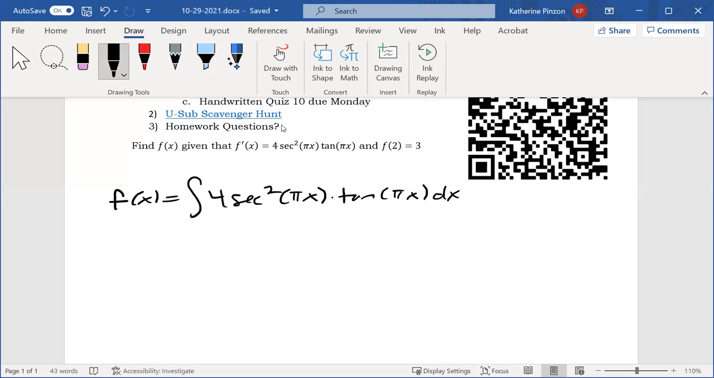What do you think I should do to find the antiderivative of that? I should probably pick a u, right? This is a hard choice for u. Pi x might be okay. If I did pi x, what would be left? Secant squared tangent, right? Do you know how to integrate secant squared tangent?